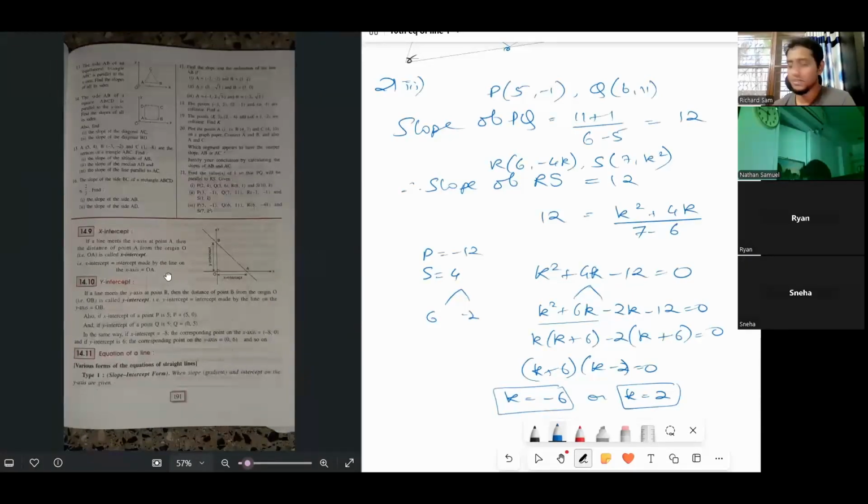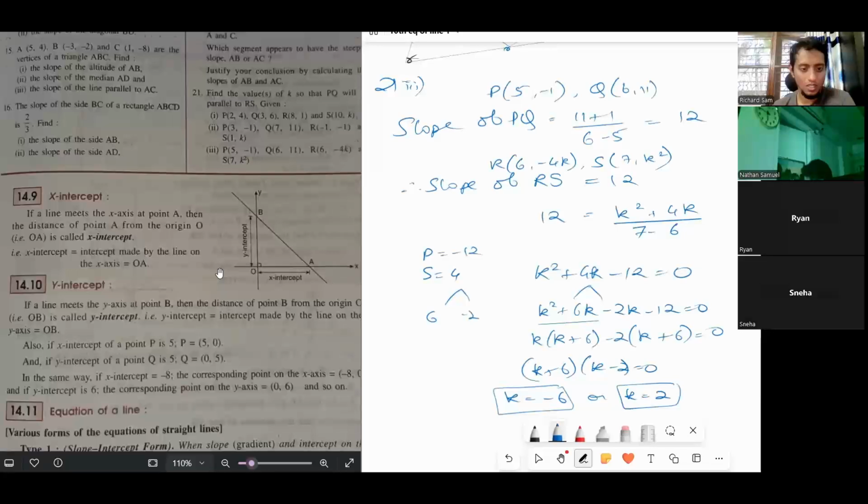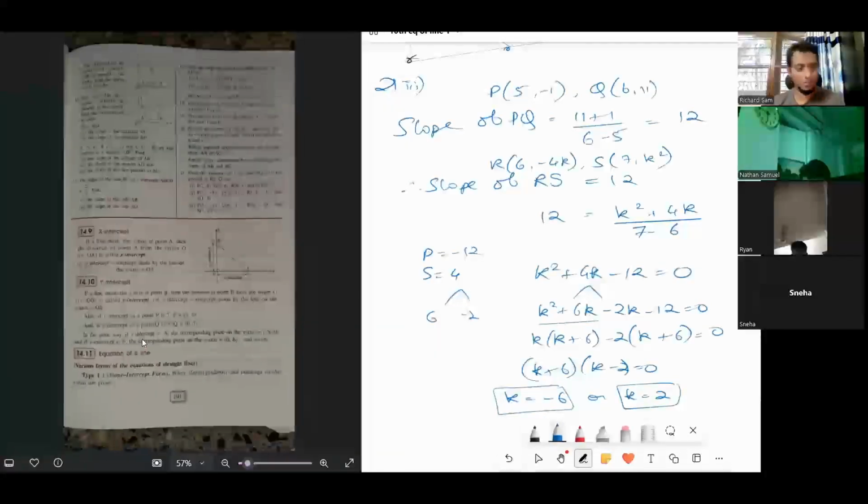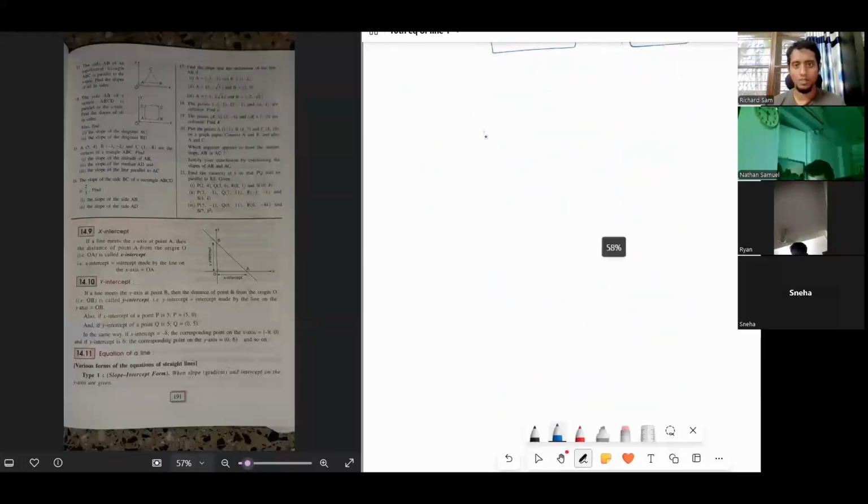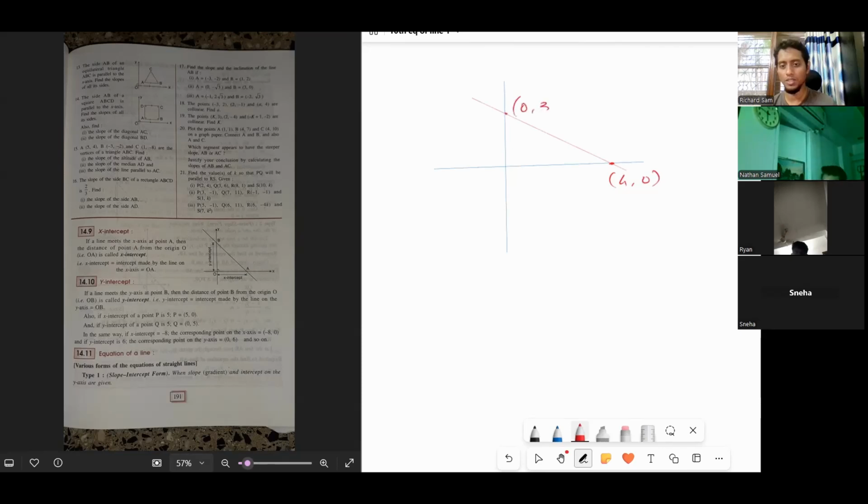Shall we go to the next? Okay, so now if this is your x-axis and y-axis, and this is a line, say the coordinates of this point are 4, 0, and this one will be 0, 3. Now this point here, we'll call this point A. The point A is on the y-axis.